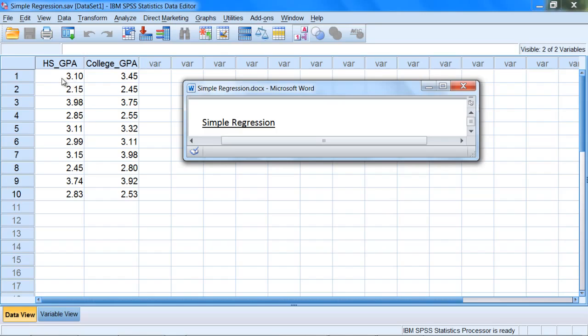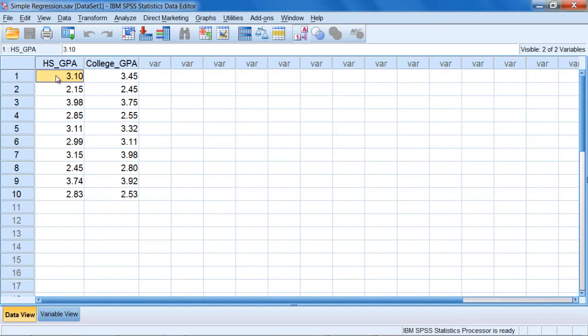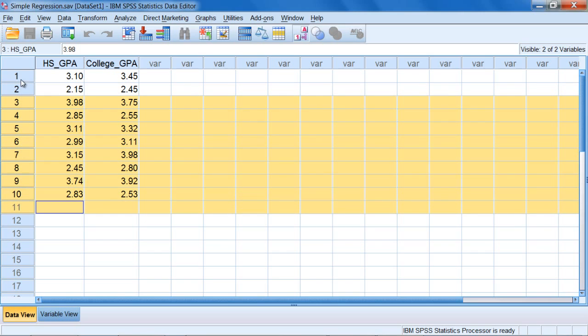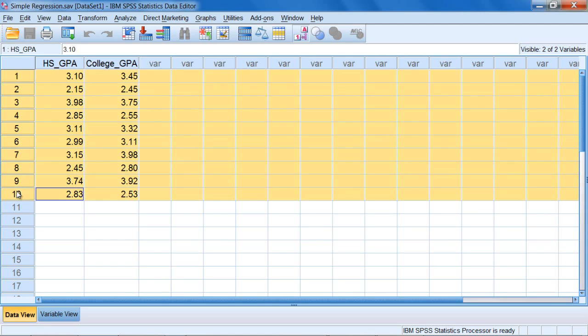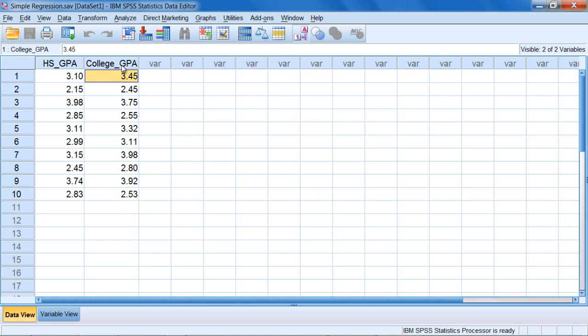So the first person, for example, has a high school GPA of 3.10, and then when they went to college, their college GPA was 3.45. The second person had a high school GPA of 2.15, and their college GPA was 2.45, and so on. So we have 10 people with each person in a different row, and we have their GPAs on these two variables.